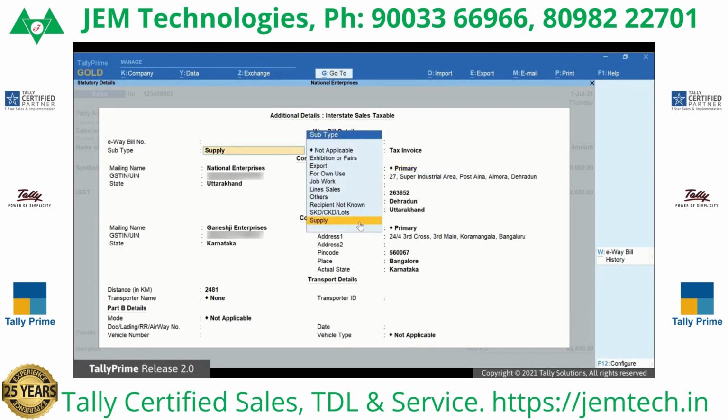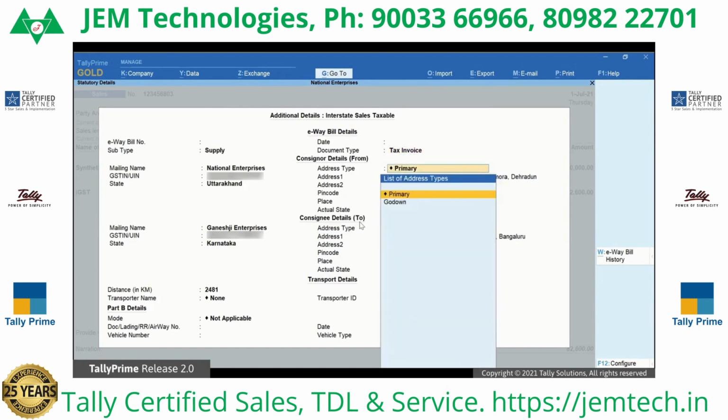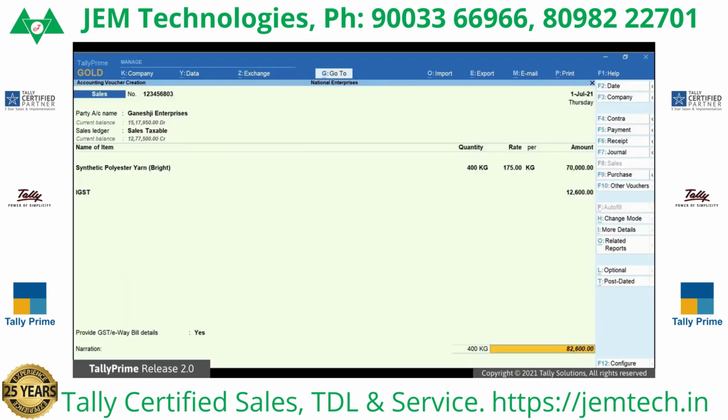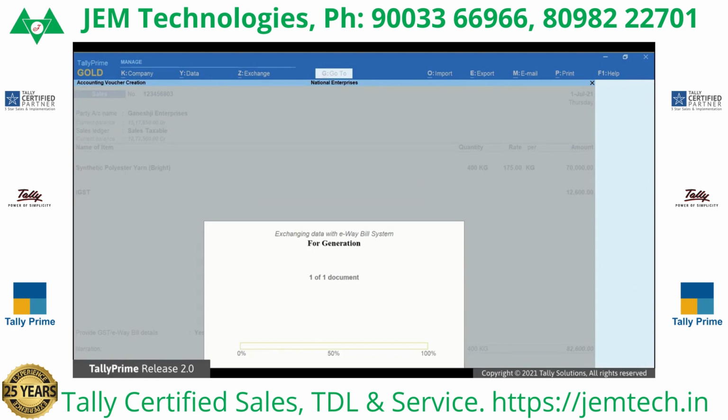Just select the subtype and document type as applicable. And the consignor and consignee details will be pre-filled based on the information provided in the party ledger. You can change if needed. Now, press Ctrl A. The confirmation screen appears. Press Y to generate e-way bill.